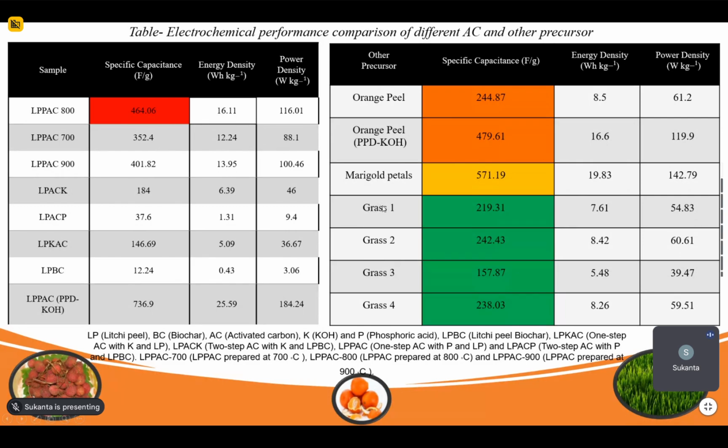And these different grasses, actually I forgot the scientific name, we use to get bioethanol, and they extract it from that. After getting the bioethanol, we used the residue to make activated carbon, and we found that it shows really moderate performance as supercapacitors.